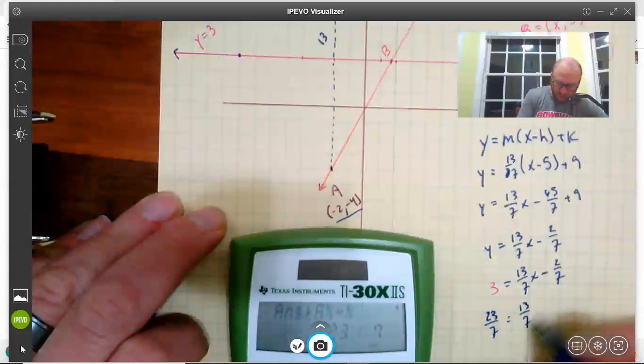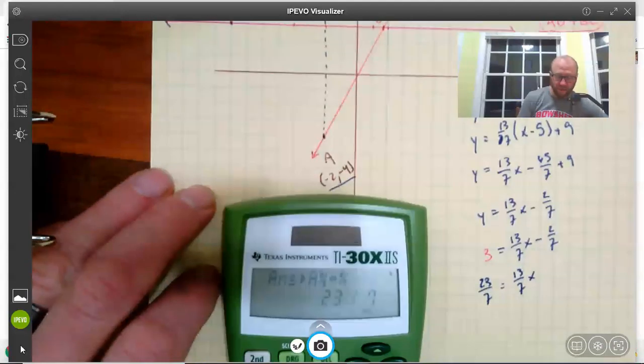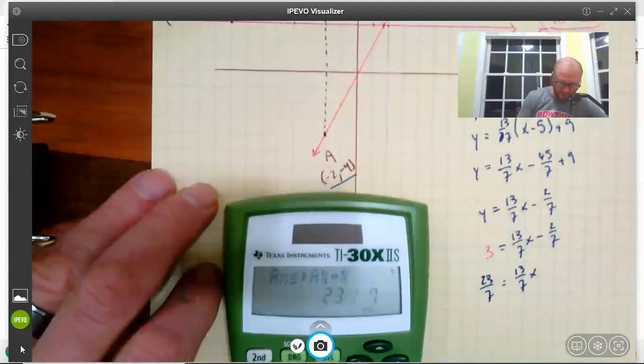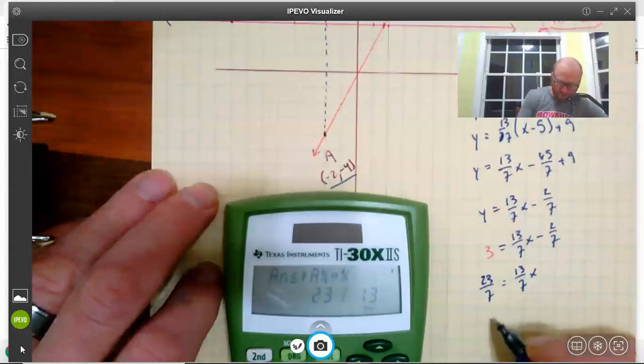23/7 equals 13/7 x. I need to divide by 13/7 on each side. Divide by 13/7, and I get x equals 23/13.